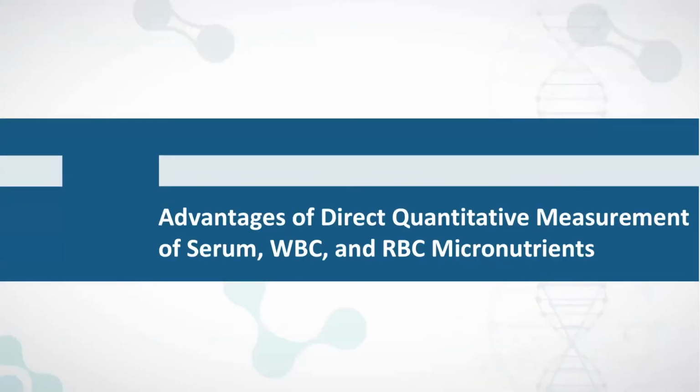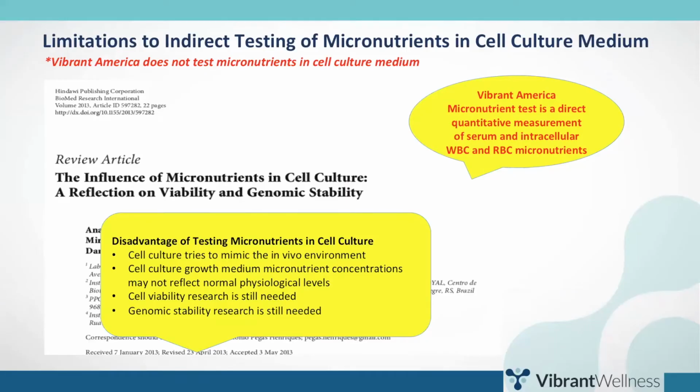I want to talk a little bit about the advantages of getting a direct quantitative measurement of micronutrients in serum, white blood cell, and red blood cell. There are other laboratories that do micronutrient testing that are not getting a direct quantitative measurement. They may look at things like cellular growth in cell culture medium. As far as Vibrant, what we're actually doing is getting a quantitative measurement of the micronutrients in serum.